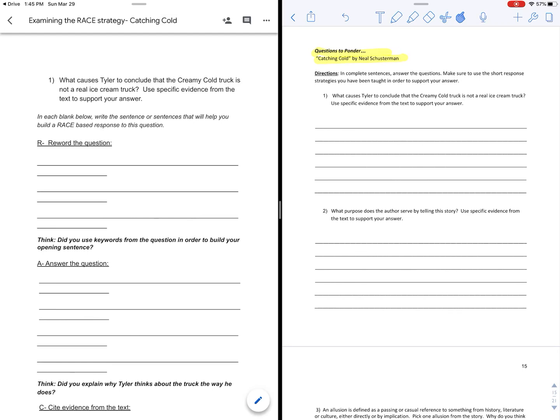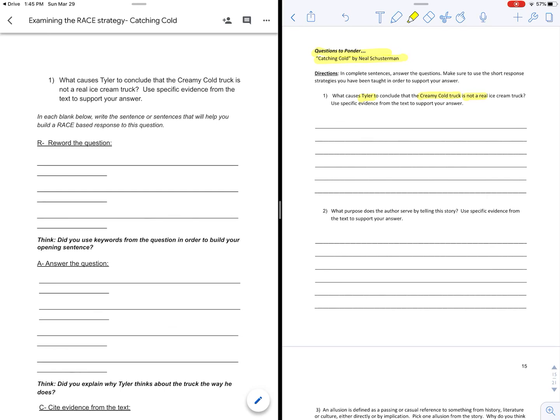So your first sentence is all about rewording the question. So you've got to use the key words in the question. So your key words here are the words Tyler, creamy cold truck, not real. Okay? So you've got to come up with a sentence that turns that idea around, stating that Tyler does not believe the creamy cold truck is real. Okay? For our R step, that's what would go in that space that says R, reword the question.